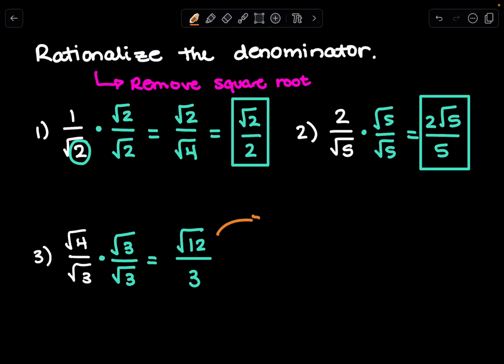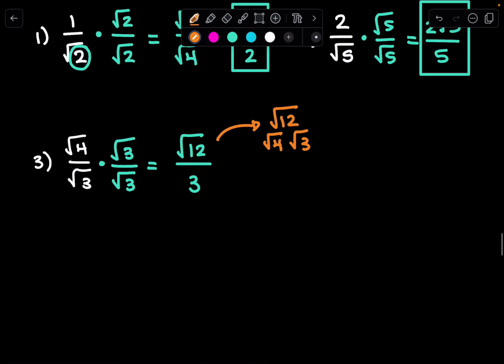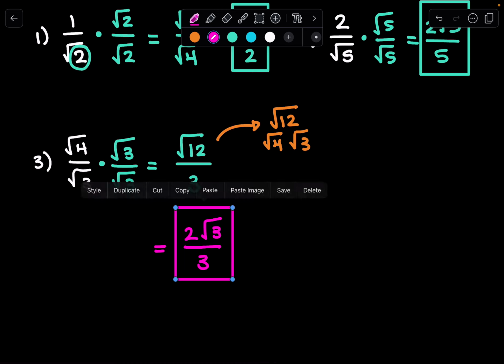One more thing we need to take care of is the square root of 12 can be broken down into root 4 times root 3. So the very last thing that I'm going to do here then is I'm going to rewrite this as 2 root 3 over 3. There's my simplified version of what I started with.